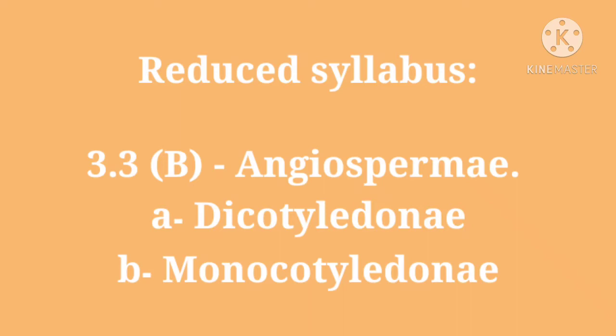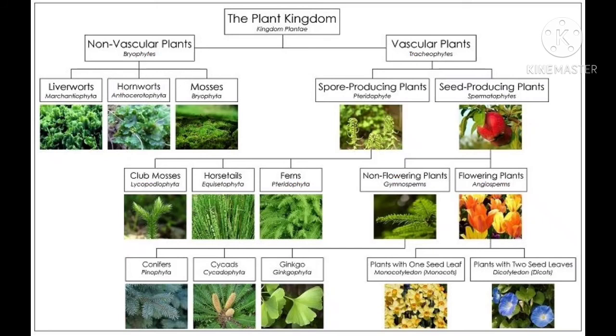It means it's a reduced syllabus, and moreover in this there are two classes, that is dicotyledony and monocotyledony. These two classes of angiosperm are also not included in your syllabus, so it's your reduced part from this chapter. So let's get started with this chapter, Kingdom Plantae.